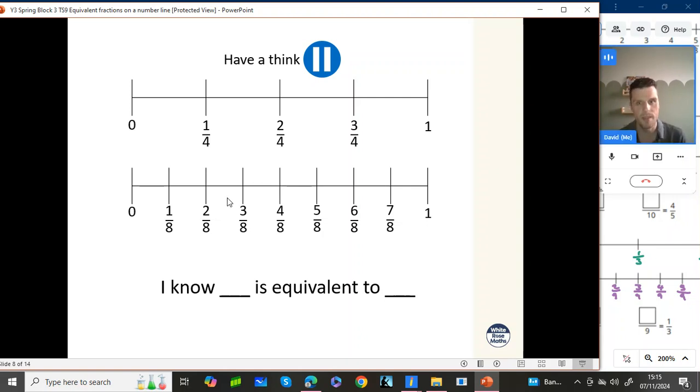Pause the video here and have a think which fractions are equivalent to each other. So we're looking at the top fractions are equal to the ones underneath. Okay, let's have a look which fractions are equivalent.